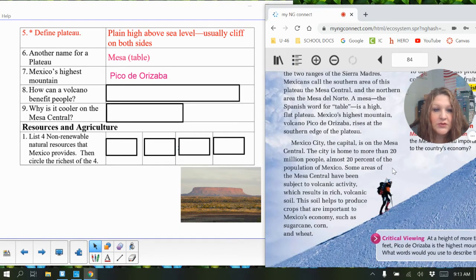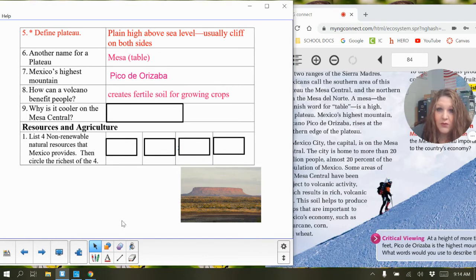And I am going to continue reading here. Mexico City, well, let's look at the question. How can a volcano benefit people? Mexico City, the capital, is on the Mesa Central. The city is home to more than 20 million people, almost 20% of the population of Mexico. Some areas of the Mesa Central have been subject to volcanic activity, which results in rich volcanic soil. This soil helps to produce crops that are important to Mexico's economy, such as sugarcane, corn, and wheat. So how can a volcano benefit people? It creates rich volcanic soil for growing crops.